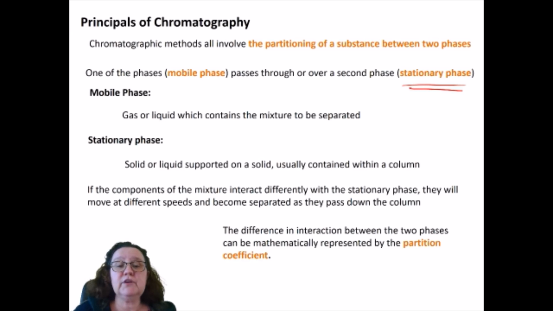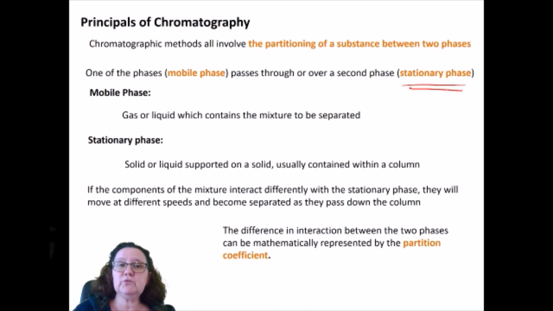They will move faster or further along. They will move at different speeds, and those substances that were initially a mixture will be separated as they pass down a column, if you have your stationary phase on a column, or a piece of paper if your stationary phase is a piece of paper, or a thin layer of aluminum or silicon oxide supported in plastic if you're using thin layer chromatography.